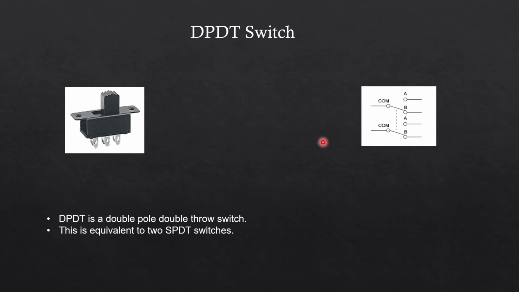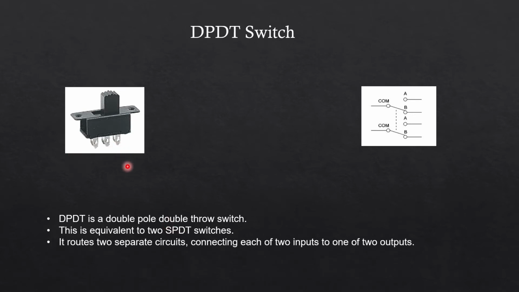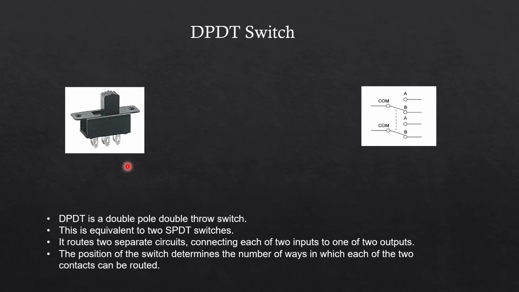So it is actually equivalent to having two SPDT switches. So basically one side can be controlled as a single pole double throw, and the other side as another SPDT switch. So as already said, the position of the switch determines the number of ways in which each of the two contacts can be routed.